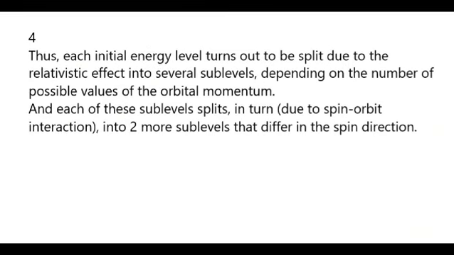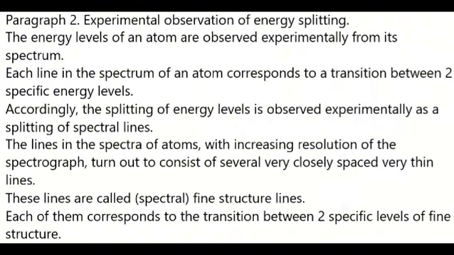Thus, each initial energy level turns out to be split due to the relativistic effect into several sublevels, depending on the number of possible values of the orbital momentum. And each of these sublevels splits, in turn, due to spin-orbit interaction, into two more sublevels that differ in the spin direction. Paragraph 2. Experimental observation of energy splitting.